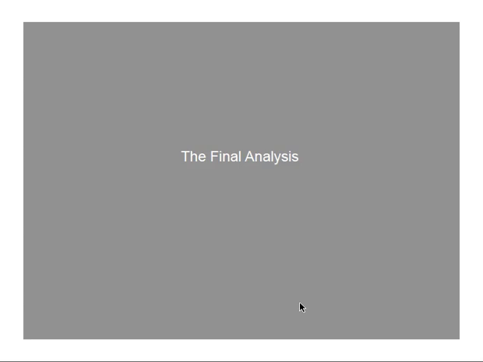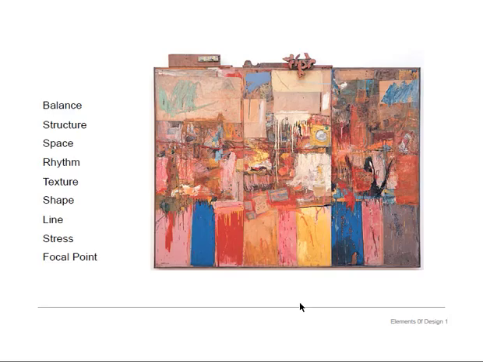So, to review. We look at this. Can you recognize the balance? What kind of structure it is? The kind of space it's depicting? The rhythmic understanding of it? Texture. Texture should be really obvious in this. The overall shape, shape relationships, types of shapes, linear elements, dominant compositional stress, any focal point.